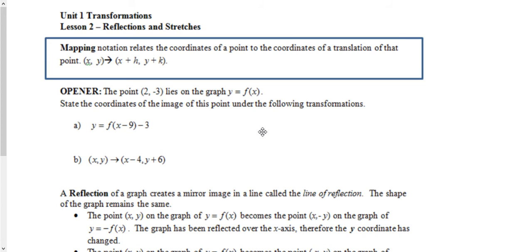Today we're going to be talking about reflections and stretches, and this is still part of our transformation unit. In our notes here, we're starting off with an opener. It's going to refresh you on mapping, and it's going to talk about H and K.